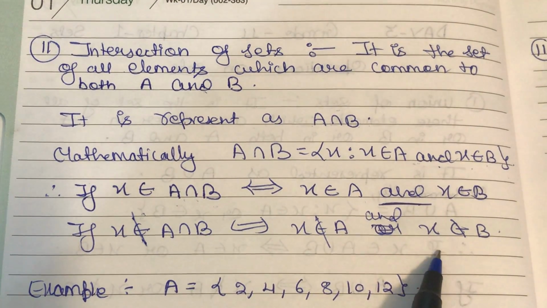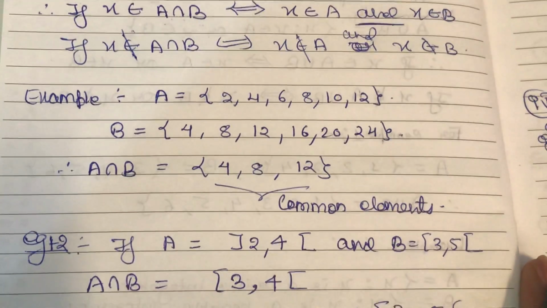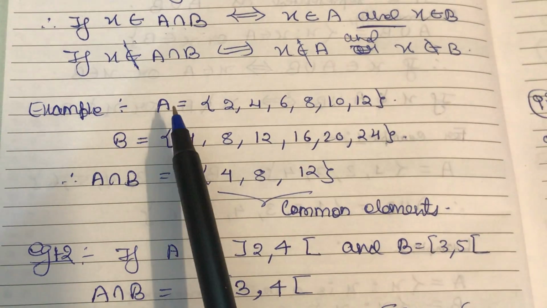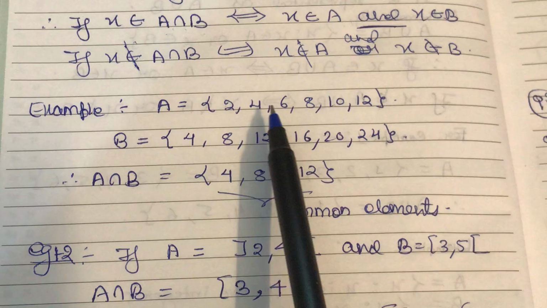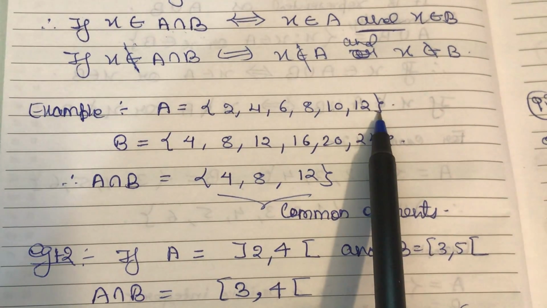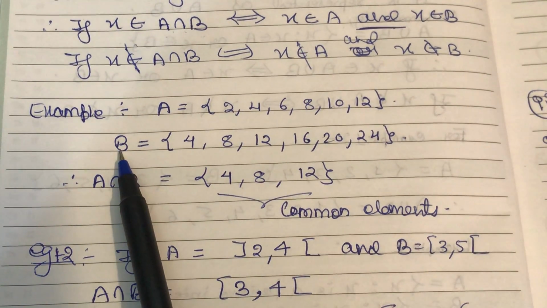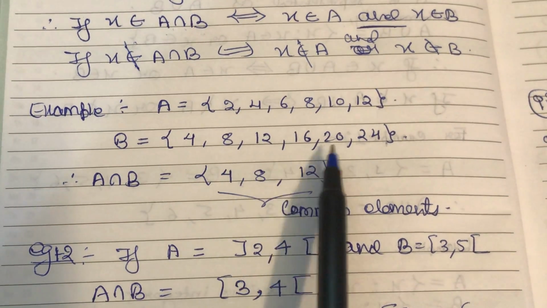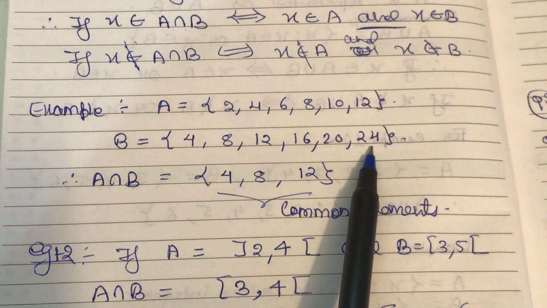For example, here we have a set A with elements 2, 4, 6, 8, 10, 12. And we have another set with elements 4, 8, 12, 16, 20, 24.